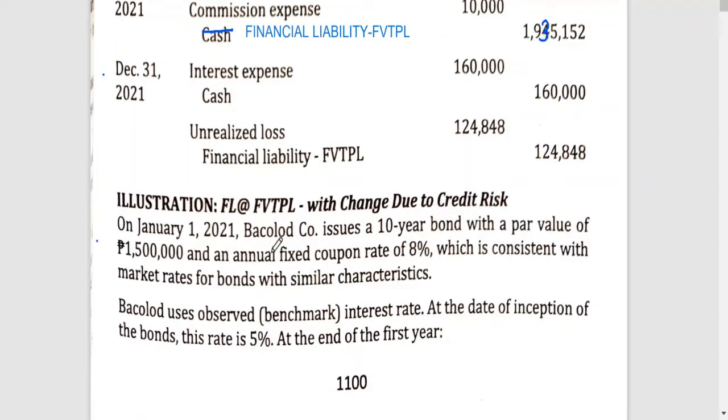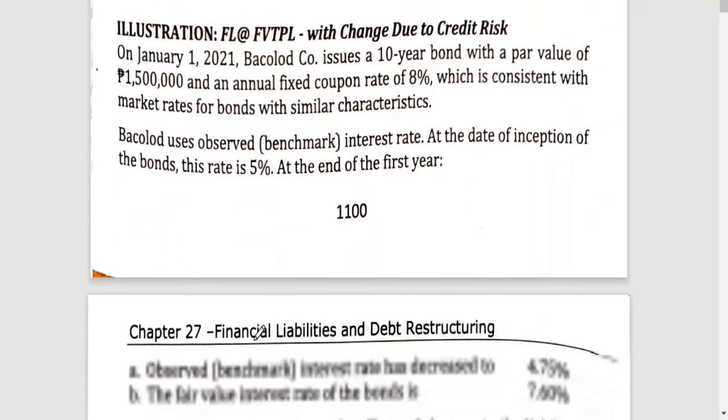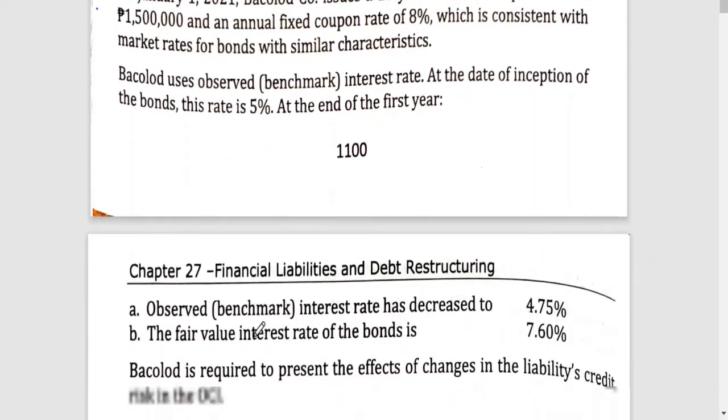On January 1, 2021, Bacolod Company issues a 10-year bond with a par value of 1,500,000 and annual fixed coupon rate, or this is the annual yield, of 8%, which is consistent with the market rates for bonds with similar characteristics. Bacolod uses observed benchmark interest rate at the date of inception of the bonds. This rate is 5%.